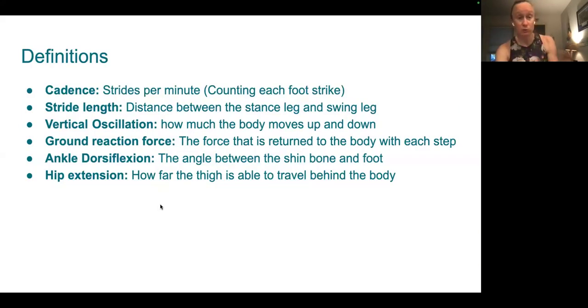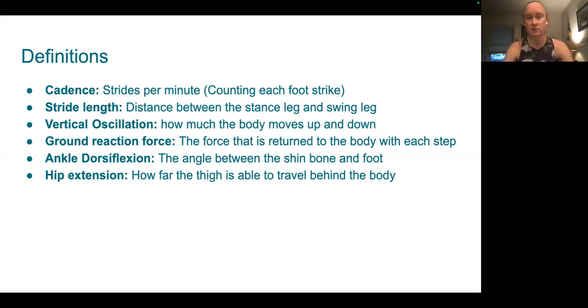So some of these definitions we'll use, some of them we won't. But I just want to have them here just in case I say some word that's not familiar to you guys. So cadence is a big topic. We'll elaborate on this in the next slide. But this is strides per minute, so each foot strike. A lot of the time this is the info that you're getting from your Garmin watch, and it is a pretty accurate measure on watches these days.